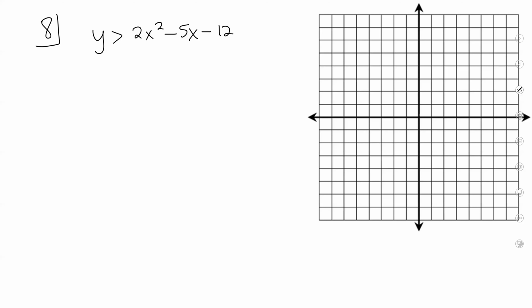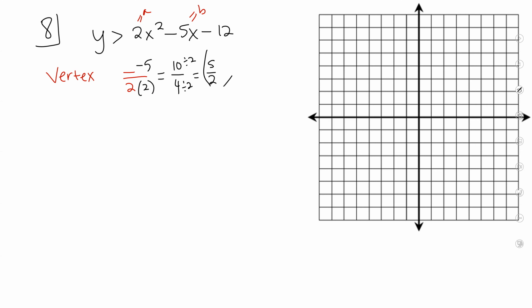Okay, so number 8 was requested. So first let's find the vertex. We're going to use the formula negative b over 2a. So my b value is negative 5, the a value is 2. So let me replace the b and the a with a negative 5 and a 2. So this will be 10 over 4. This can be simplified to 5 halves. So that is the x value of the vertex.